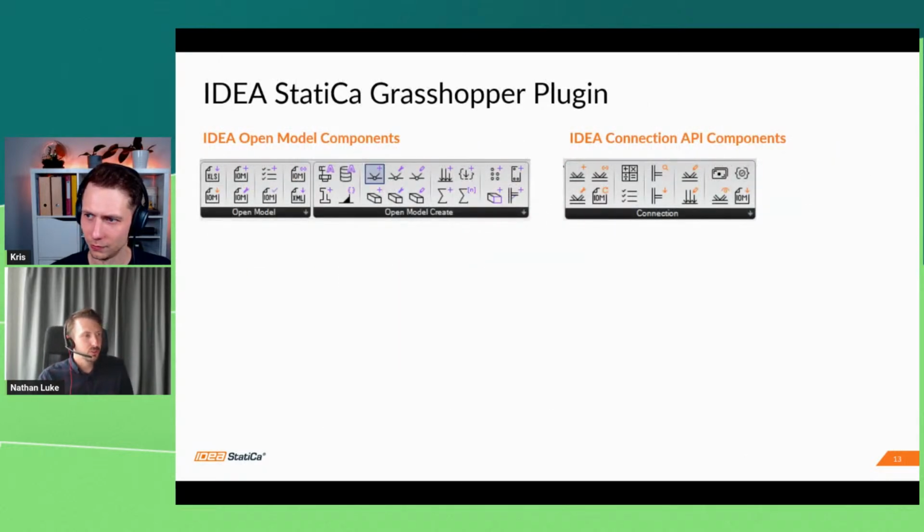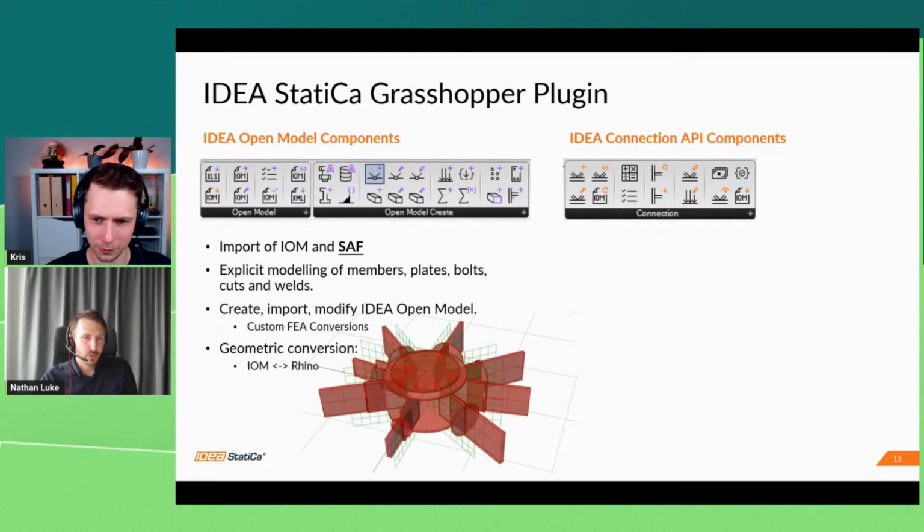So I just want to briefly talk about the Grasshopper plugin and the makeup. We have two main aspects to it at the moment. The first aspect is the IDEA Open Model components, which basically generate IDEA Open Model. If we talked about going from an FEA to the IDEA StatiCa application, instead of converting to an IOM, we can just create it directly. We can create it directly in Grasshopper, and that's what these components are for.